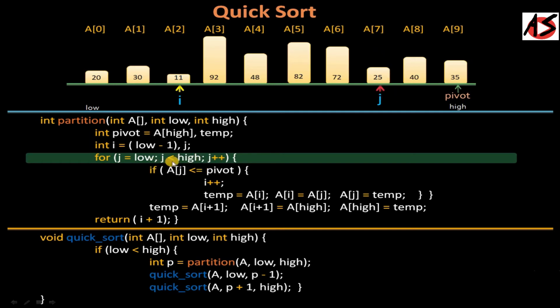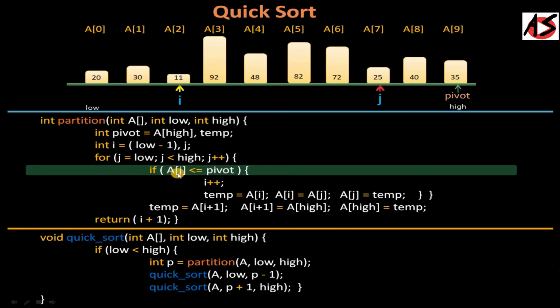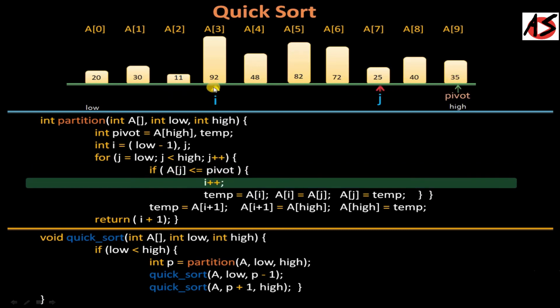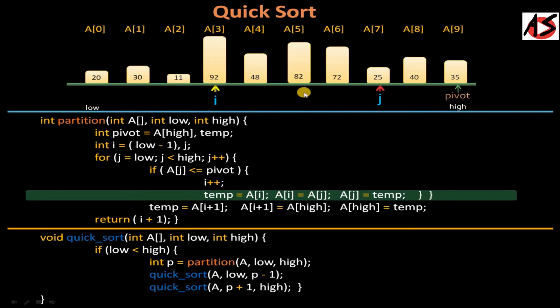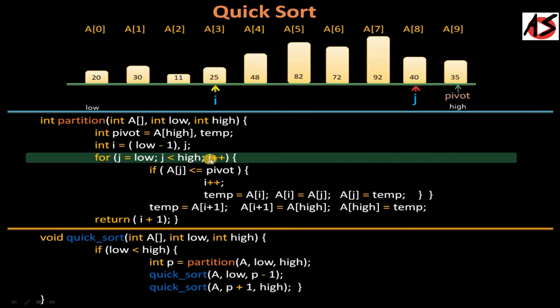High is 9. 7 less than 9. Condition true. You check A[j] less than pivot. Here A[j] is 25 and pivot is 35. So 25 less than 35. Condition true. So increment i by 1 and exchange the elements. So here you can see the i-th element and j-th element are swapped. Now increment j by 1. So your j is now 8.